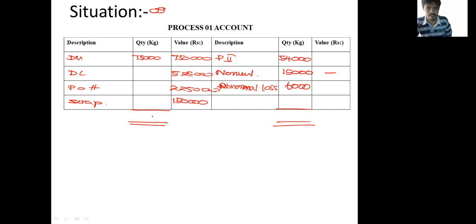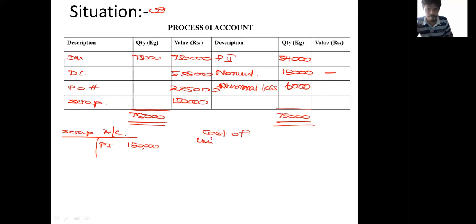Here 75,000. Now we can have a scrap account. This is a payable expense account. Now let's calculate cost of a unit.